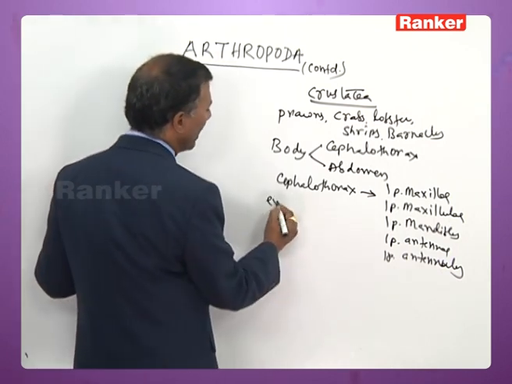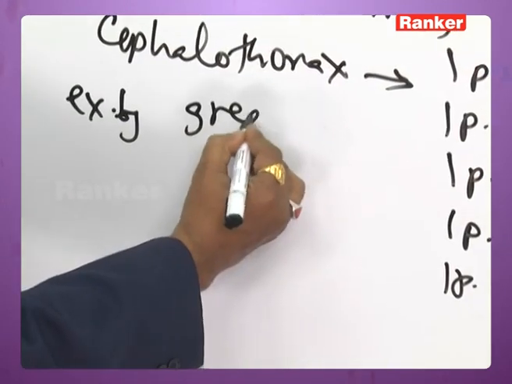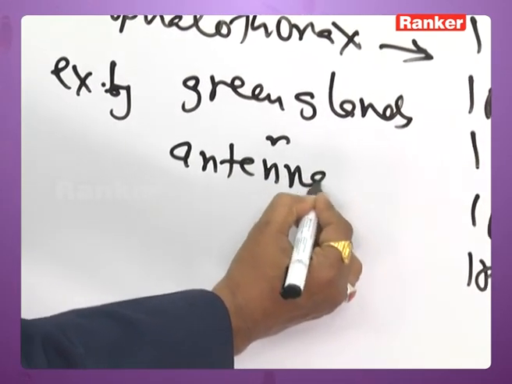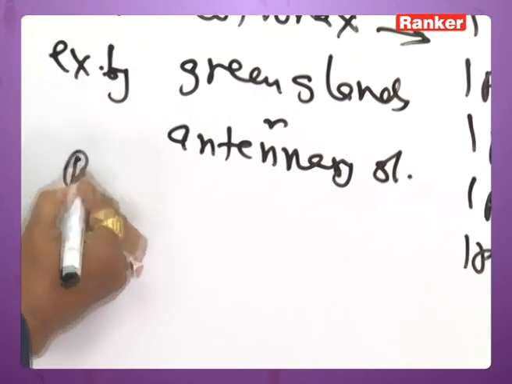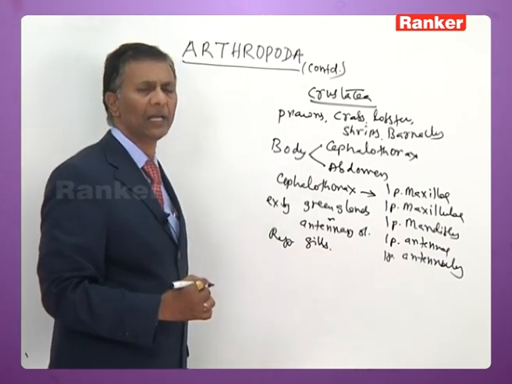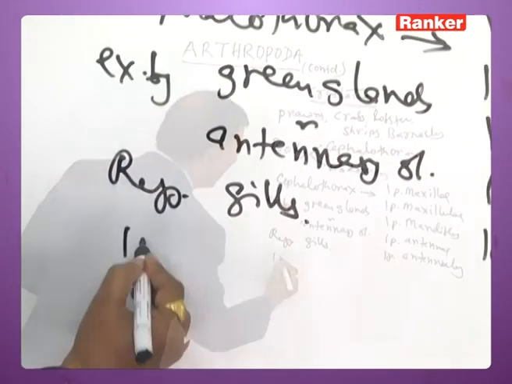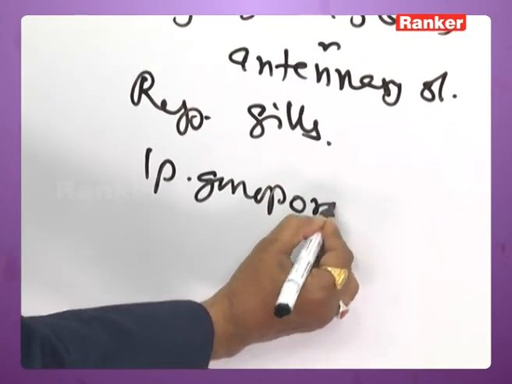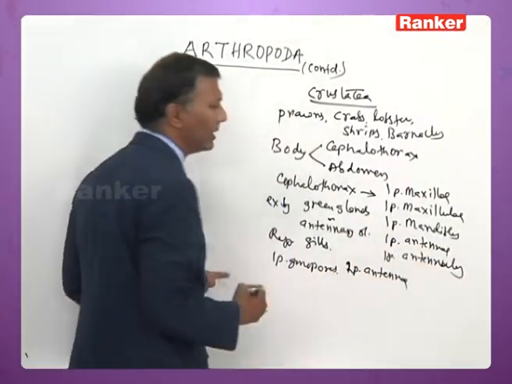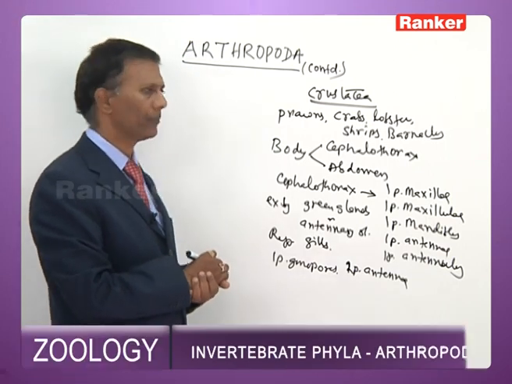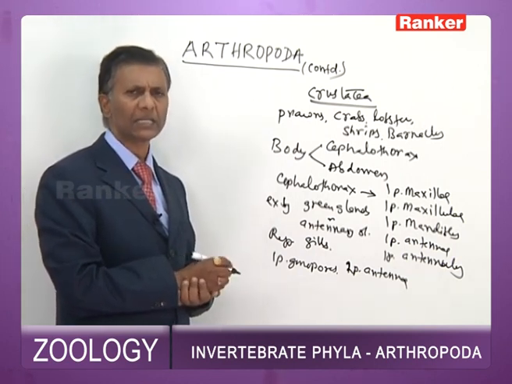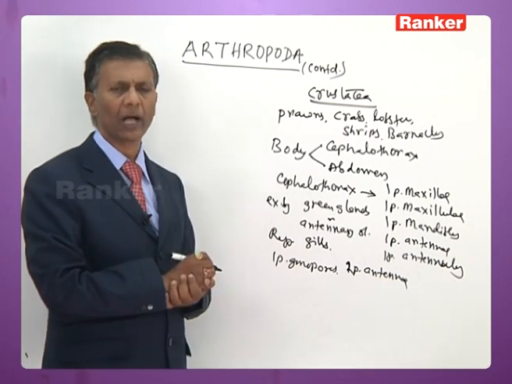Excretion takes place by green glands, which are also called antennary glands. Respiration takes place by gills. Presence of one pair of gonopores and two pairs of antennae are the unique characteristics of this particular group. They have characteristic larvae: Nauplius, Zoea, Metanauplius, and Mysis are the larvae of Crustacea.